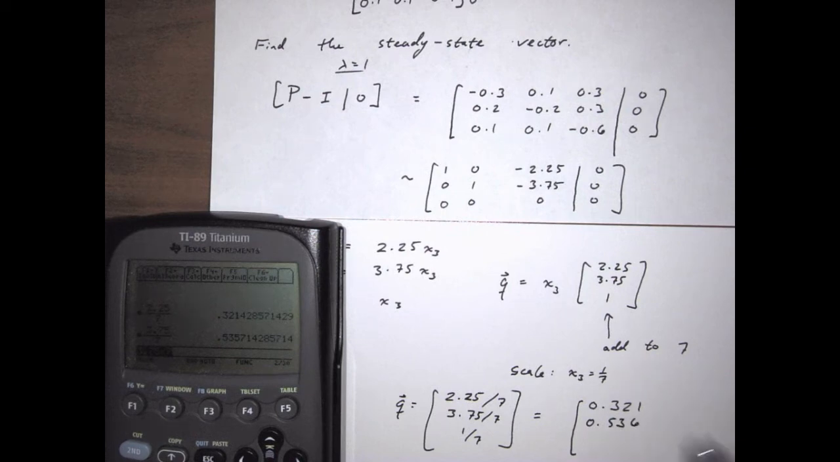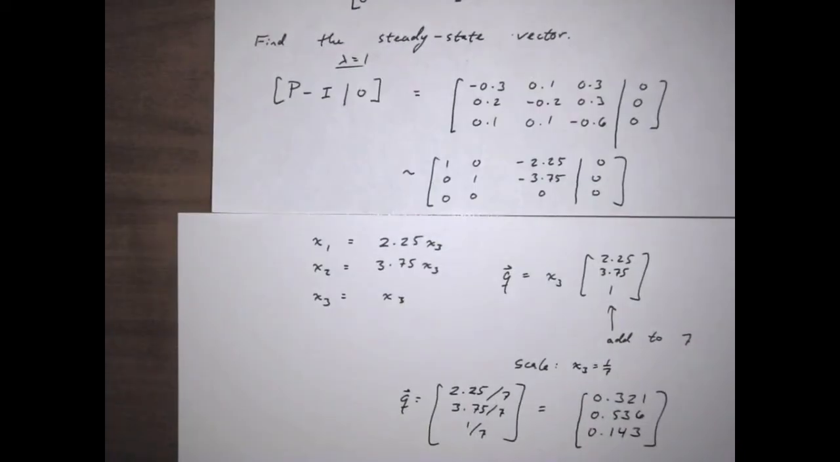0.536. And because of rounding, these may not exactly add up to 1 just because of the last digit. Oops, TI-89. Got to give it a decimal if you want it to produce a decimal. So then we have 0.143.